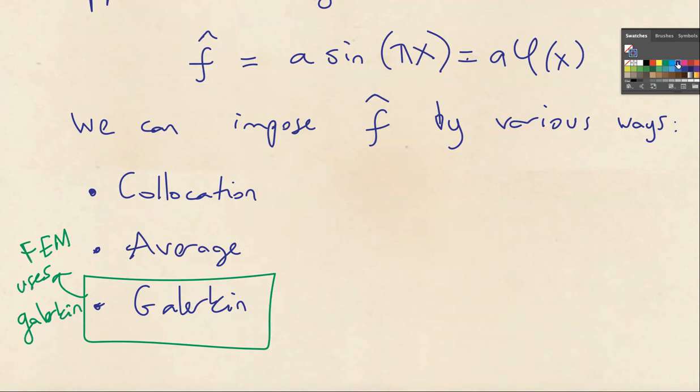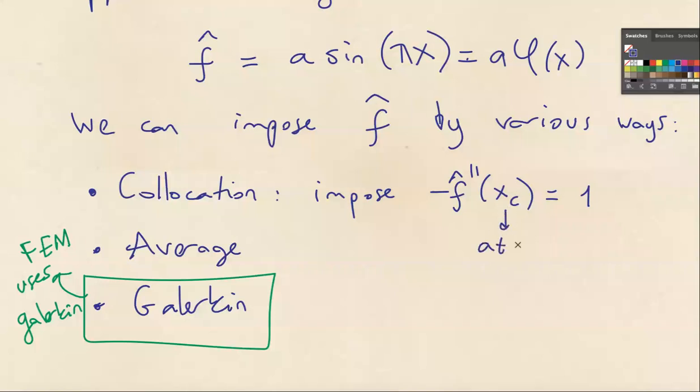Okay, so collocation is actually doing this. It's enforcing, or imposing, let's say, negative f double prime hat at some collocation point equal to the right-hand side, so that it satisfies the governing equation. This is my governing equation, at some collocation point.